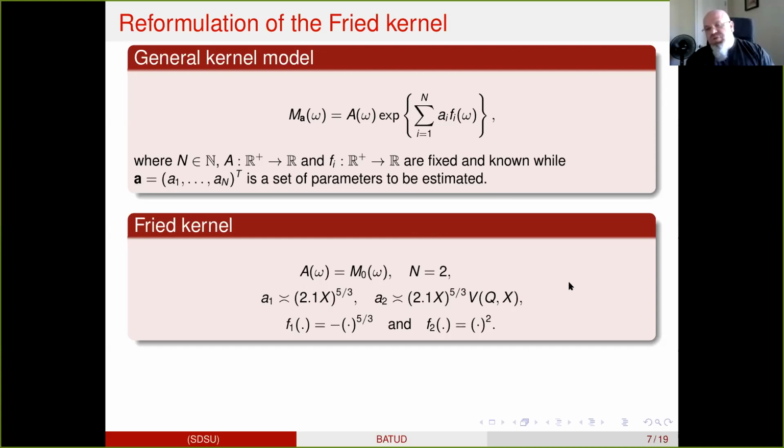Something that you might argue is that we will estimate those parameters independently of each other, while in practice, in the original Fried kernel, they are not independent, because it's the same capital X in those expressions. But it turns out that we actually get the same result at the end. As you will see, we get back almost the original kernel, even if we consider that they are independent.